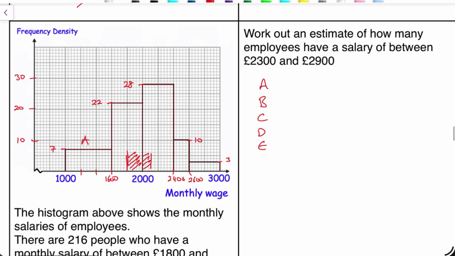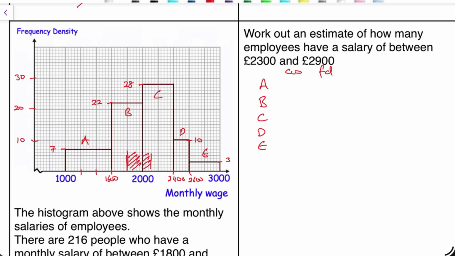So that's going to be my A. That's going to be my B, C, D, and E. Now, let's work out what the frequency would be if I'd done the correct frequency density. So that's going to be the class width times the frequency density.